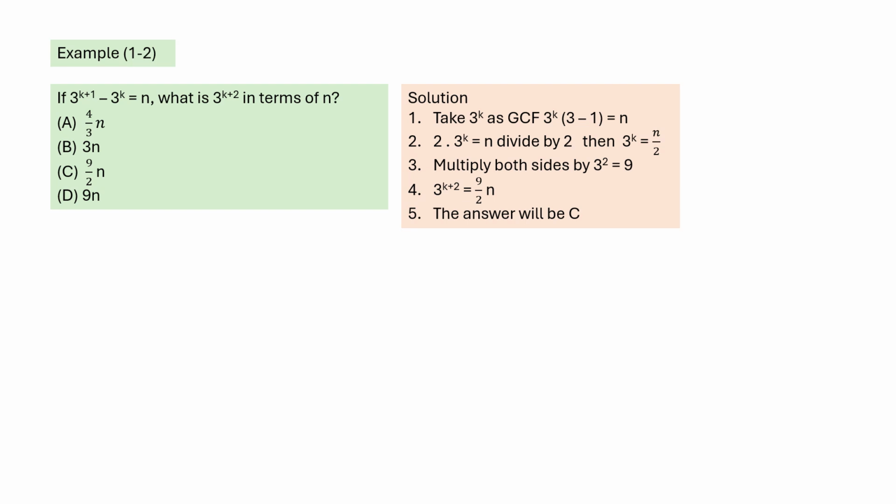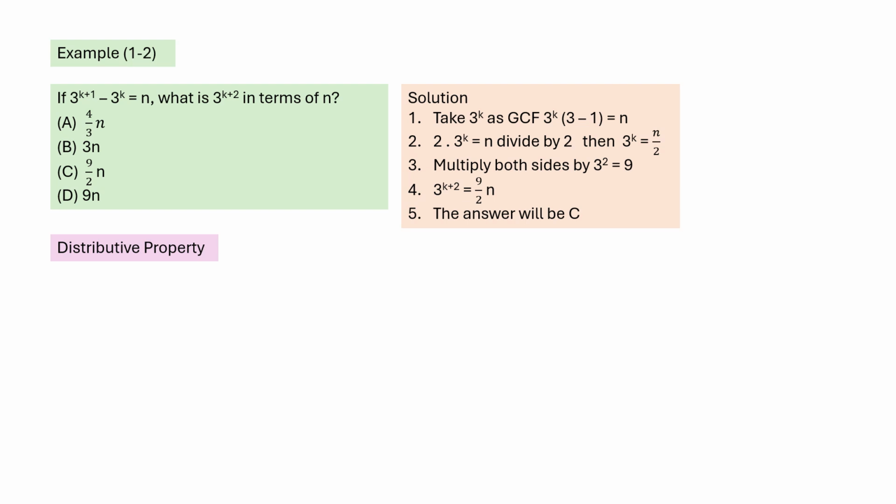Now look at the requirement: 3 power k plus 2. You need to multiply the left hand side and the right hand side by 3 power 2, which equals 9, because when you add the powers you get 3 power k plus 2. So the left hand side, when you multiply by 3 power 2, will give 3 power k plus 2. And multiplying the right hand side by 9 gives 9n over 2. Now look at the answers, and you will find the answer is C.